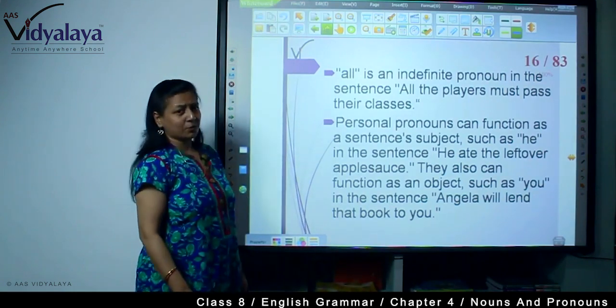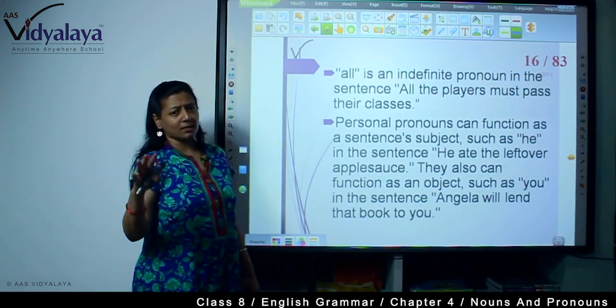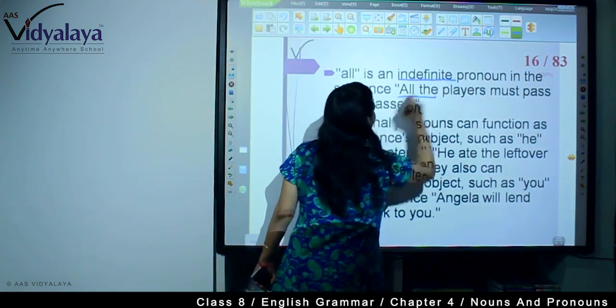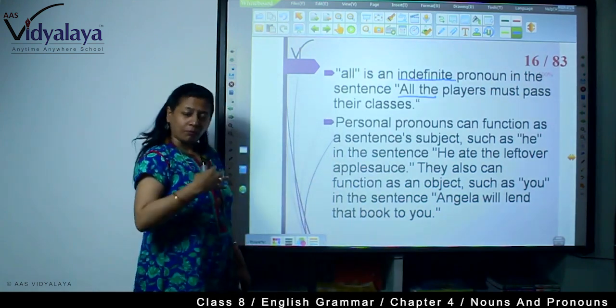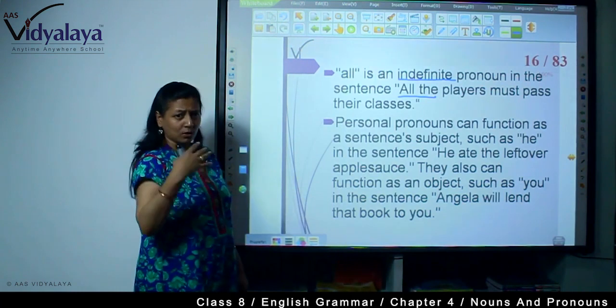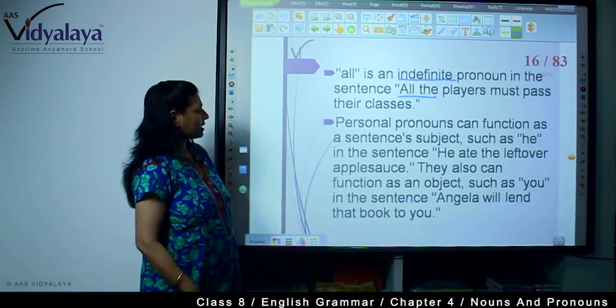All is an indefinite pronoun in the sentence: all the players must pass their classes. See, so all comes as an indefinite pronoun, male, female, whatsoever. It's all the players. All the players must pass their classes.